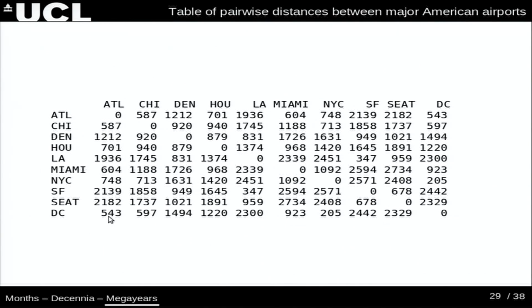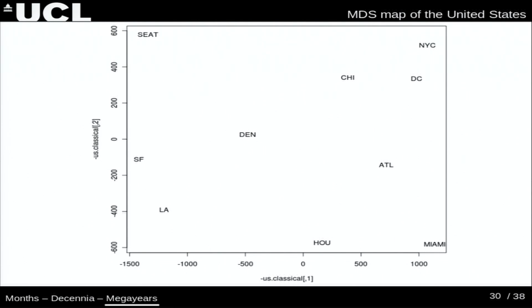So these are all the requirements, really, that we need to perform multidimensional scaling analysis. We put this table into a computer program called MDS, and it spits out a map of the United States. So we've got New York City in the northeast, Miami in the southeast, Seattle in the northwest, Los Angeles in the southwest. Right? Fairly simple.